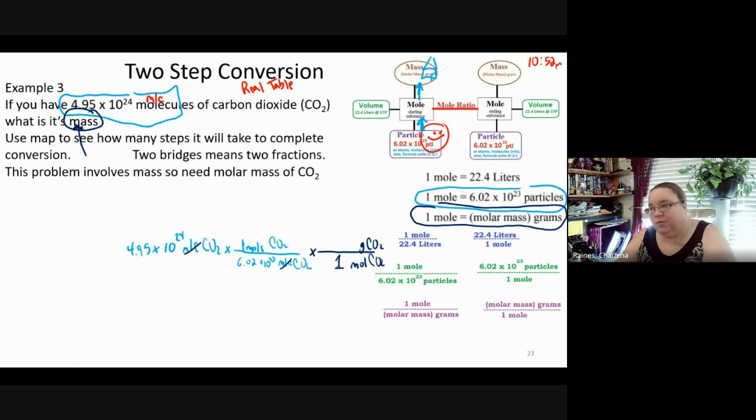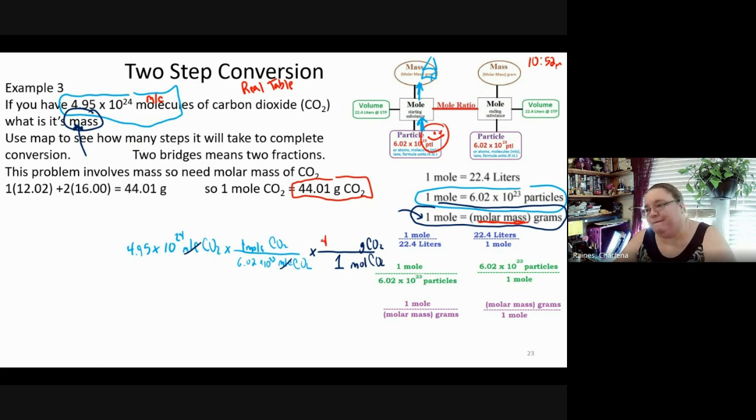Moles on bottom, well, it's got to be 1 mole according to the equality. Mass is on top, well, it's got to be molar mass. And I don't currently have that number. You may remember it from the previous example because I used the same substance. But if you don't, the molar mass of CO2 was 44.01. We got that by adding up 1 carbon and 2 oxygens.